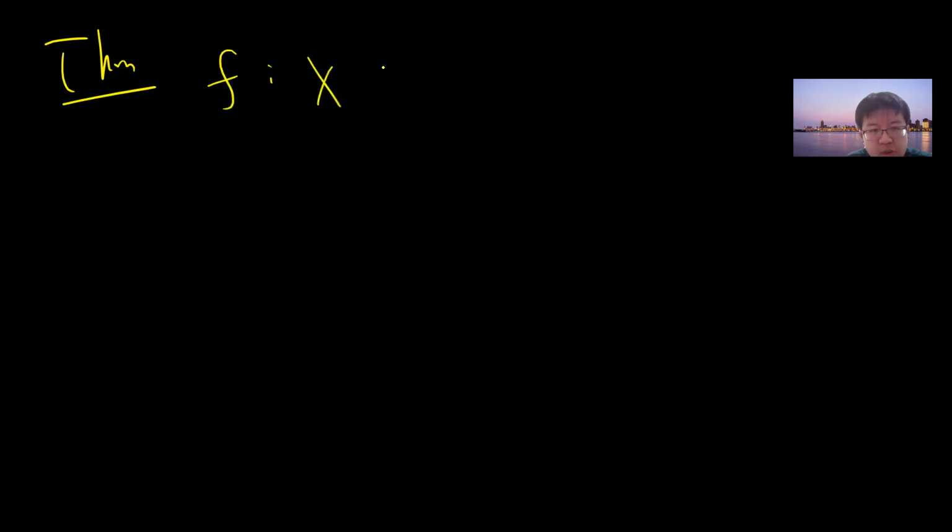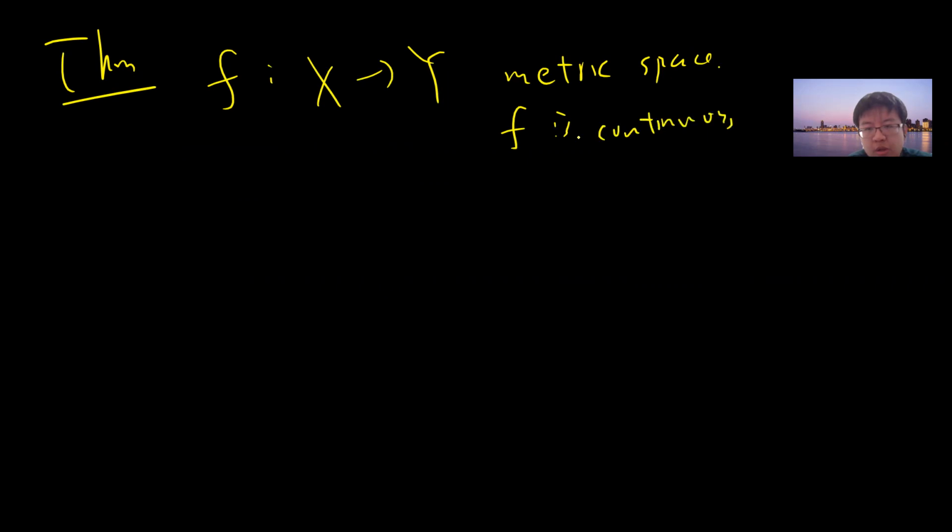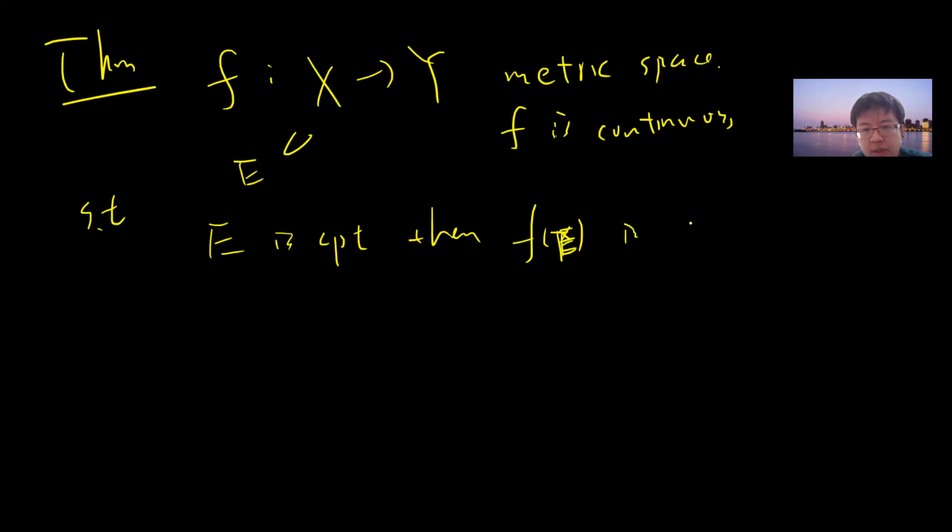If f maps X to Y, which is a metric space, and f is continuous, then in this proof you can actually assume that X and Y are general topological spaces. Say you have some subset E which is compact. Then f of E, as a set, is compact. So continuous functions map compact sets to compact sets. Let's quickly see a proof.